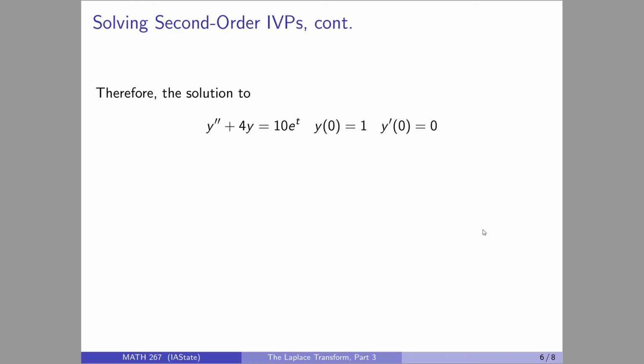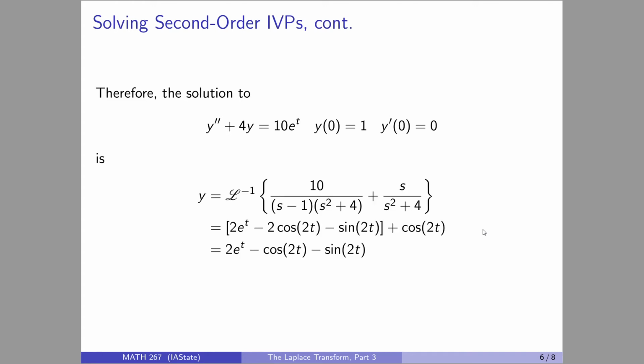Now, equipped with that information, we can produce the solution. As we already noted, this term was for free. It was just the cosine. The inverse Laplace of this is that whole piece right there. You add them up, and that's it. I've solved this second order initial value problem via the Laplace transform.